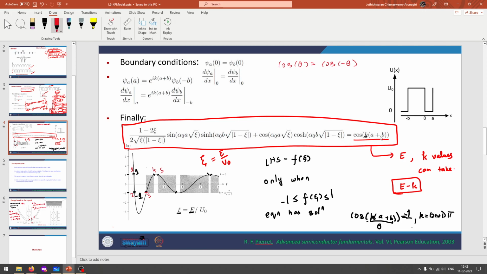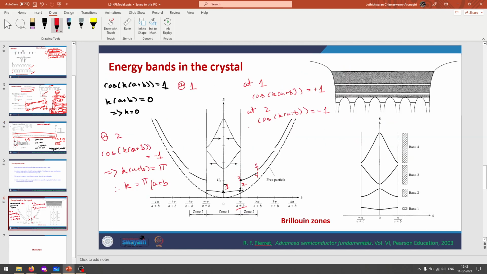Because the right hand side will not change if I change the value of k from a positive value to a negative value. Therefore, this graph is symmetrically extended to the negative k values as well. Is that clear?